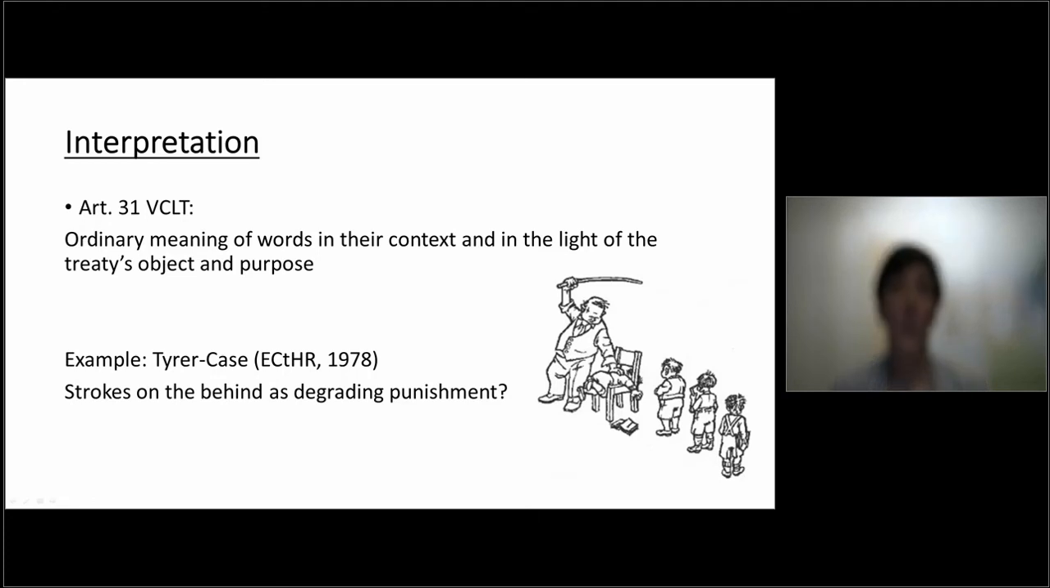Here there was a certain boy who was punished for something he did, a criminal offense, by receiving 3 strokes on his behind. And the question was whether that would amount to degrading treatment as laid down in the European Convention of Human Rights. And the court said that maybe at the time of adoption of the European Convention, this would be acceptable, but around 1978 it was no longer acceptable to punish kids in such a way.